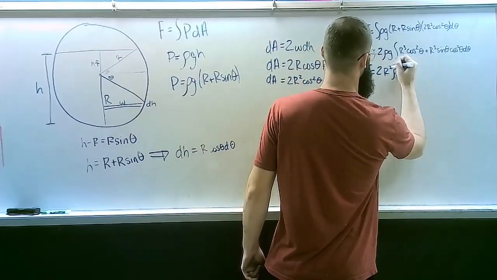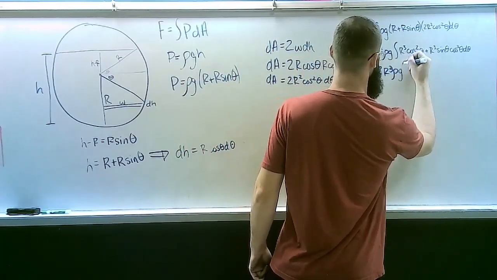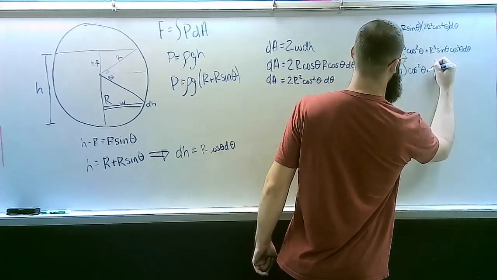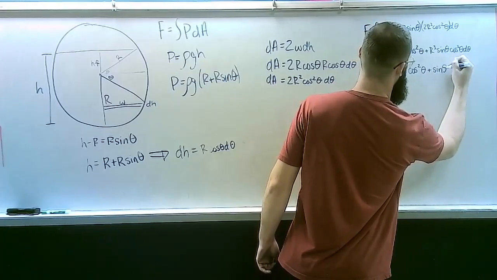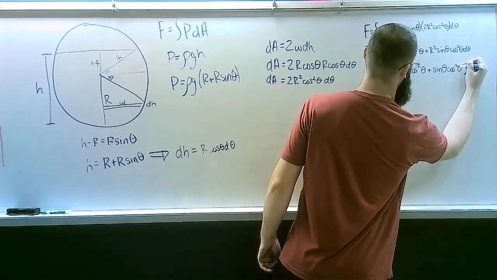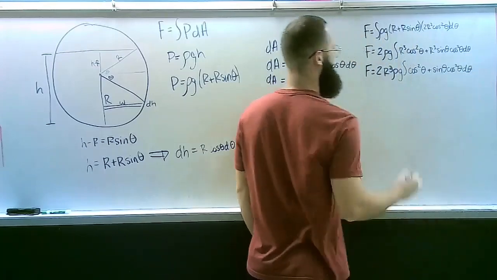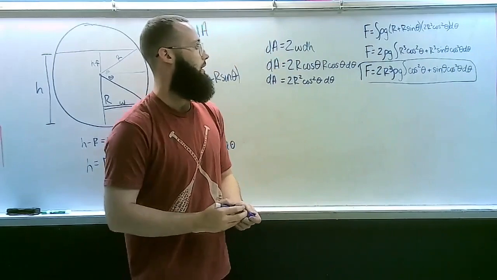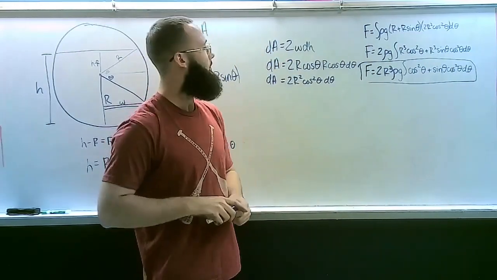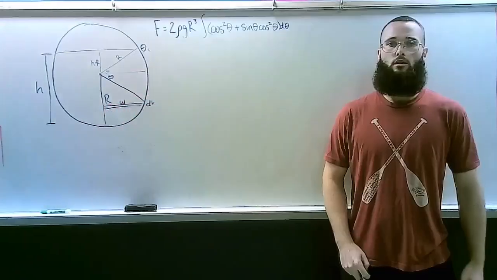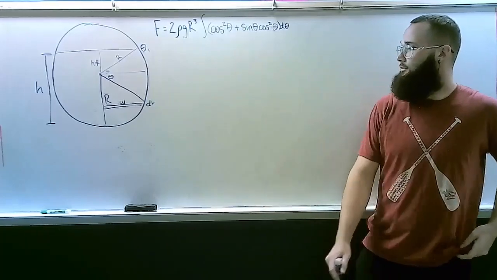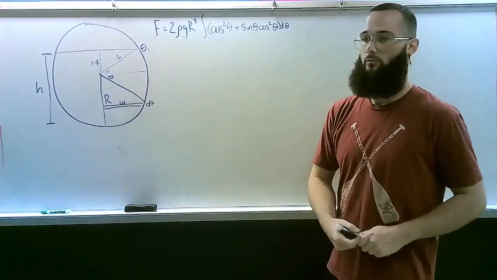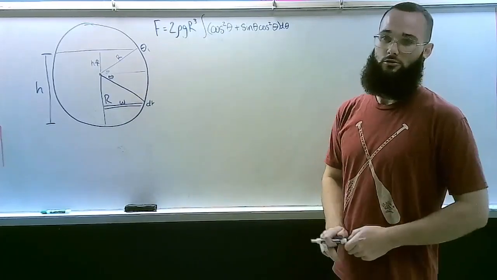2r cubed rho g times the integral of cosine squared theta plus sine theta cosine squared theta d theta. So this will be our function that we will use to find the force on the circular end of the barrel. Now that we have this function for the force that the fluid exerts on the circular end of the barrel, we need to figure out our limits of integration.